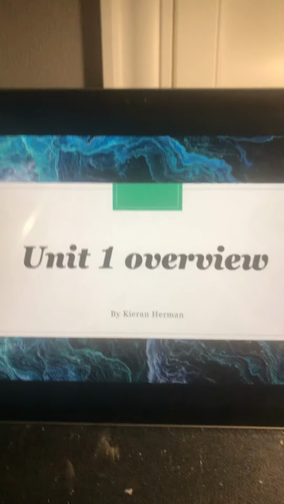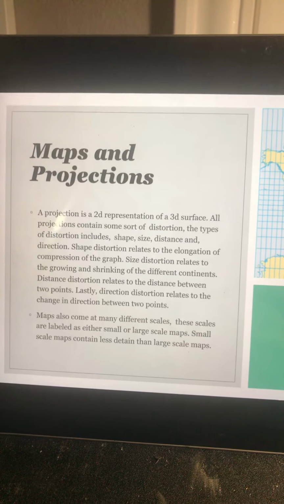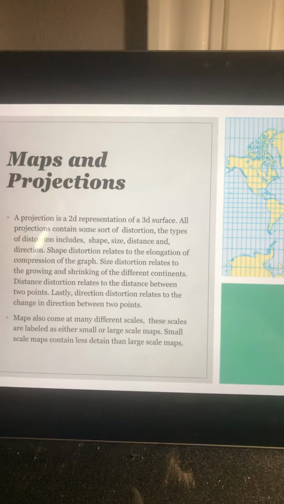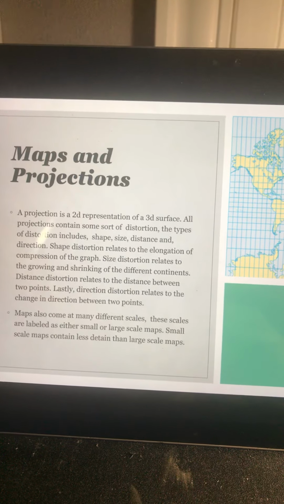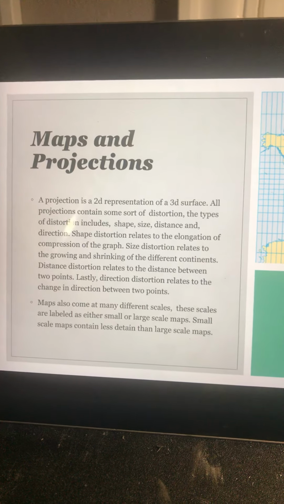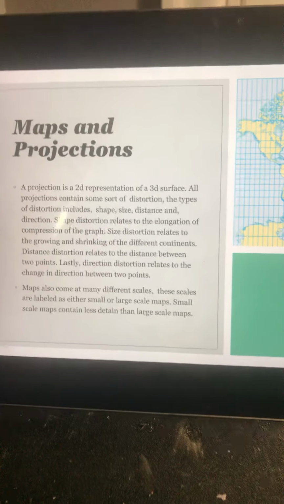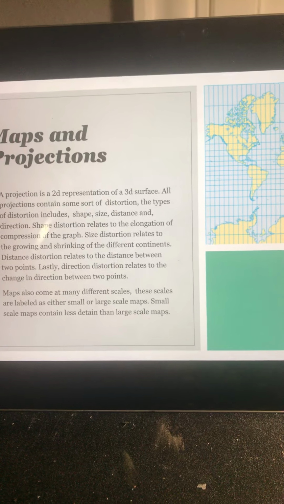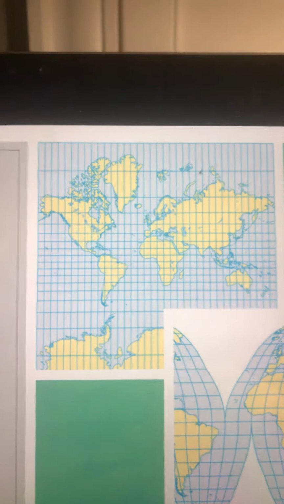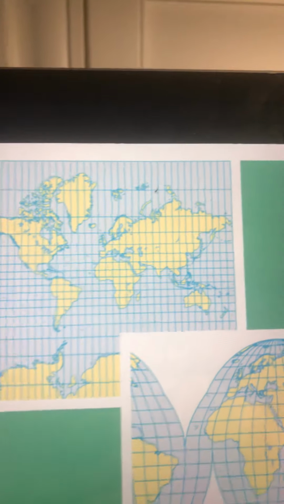Okay, so this is going to be the Unit 1 overview by Kieran Herman. Maps and projections. A projection is a 2D representation of a 3D surface. All projections have some sort of distortion because you cannot legitimately put a 3D object onto a 2D surface. It has to be distorted in some way to make it recognizable. There are many different types of distortion: size, shape, distance, and direction.